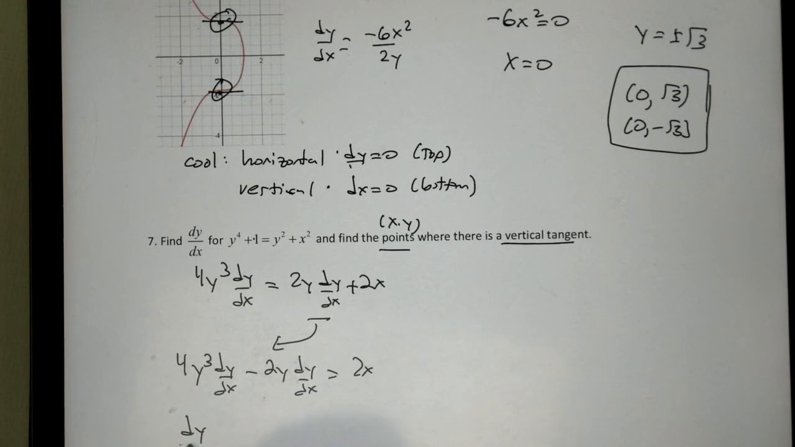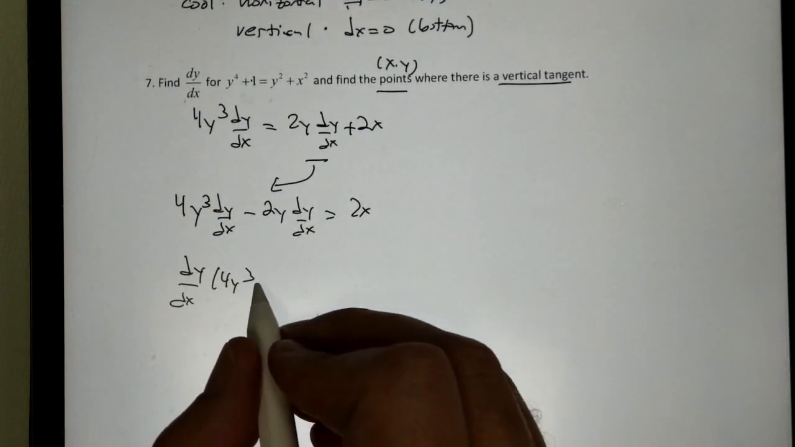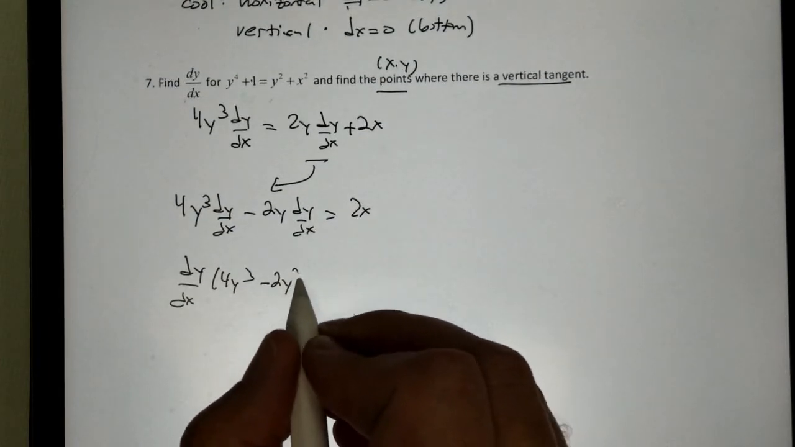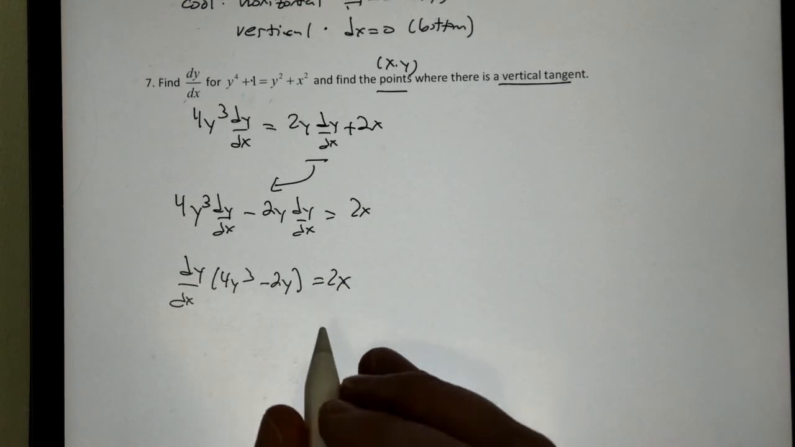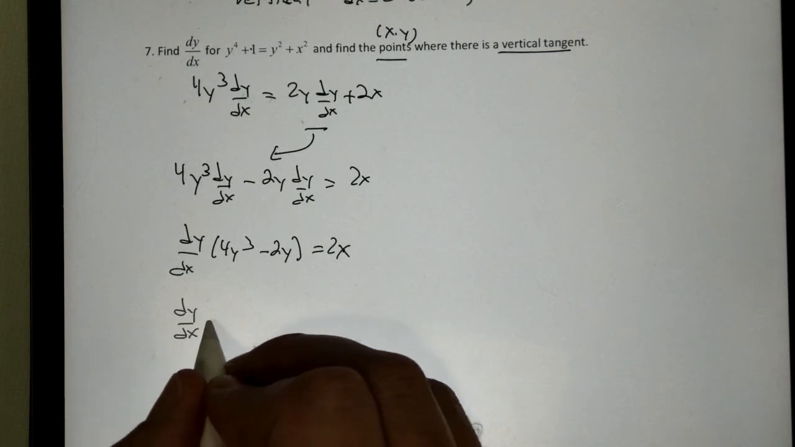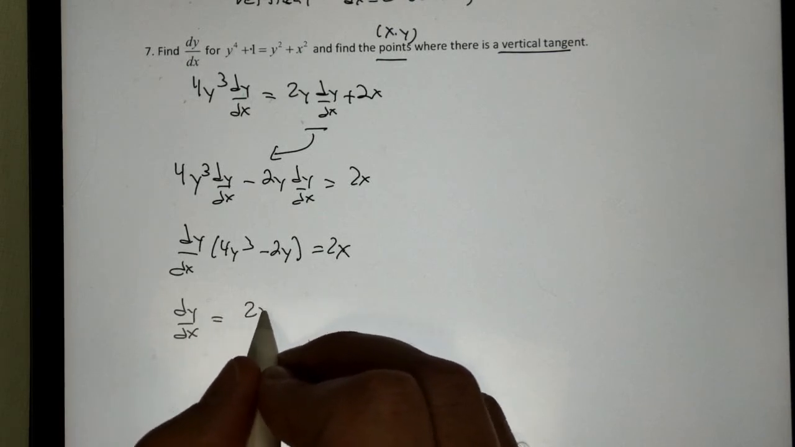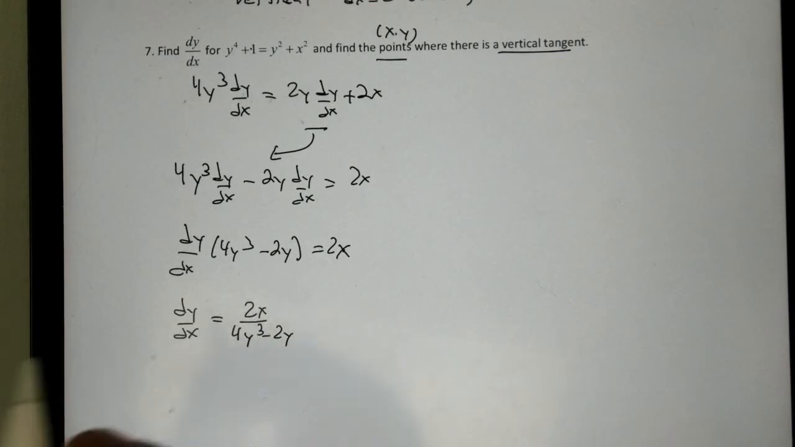Factor out your dy/dx. 4y cubed, sorry about that, 4y cubed minus 2y equals 2x. And let's see what we get here. dy/dx equals 2x over 4y cubed minus 2y. Wow, take a break from that derivative. That was kind of a nasty one.